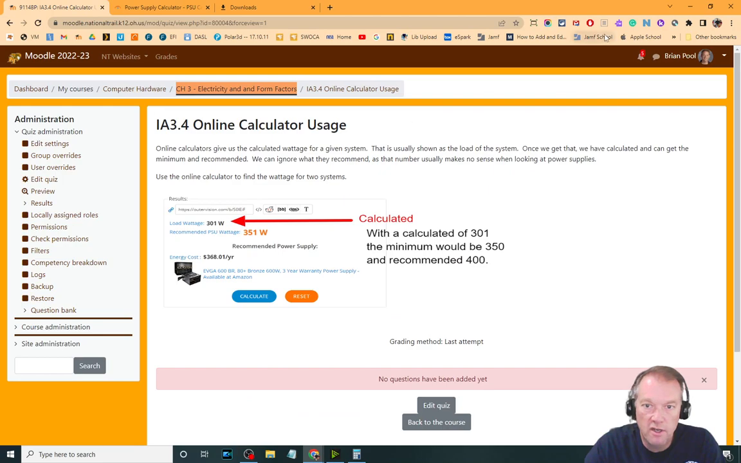We have now done two different online power calculators, and you're going to do this for two different PCs, telling me what the load calculated is. It's the same thing. Then the minimum, which is again rounded up to the next 50, and then the recommended, which is another 50 more. And that's it for our review of using the online calculator.